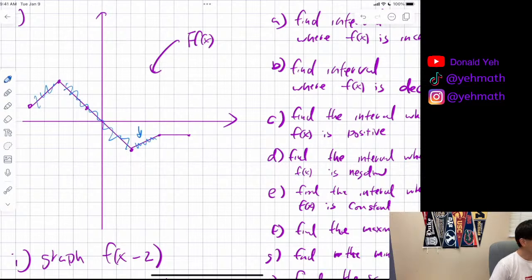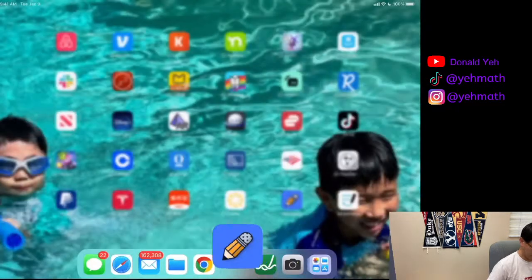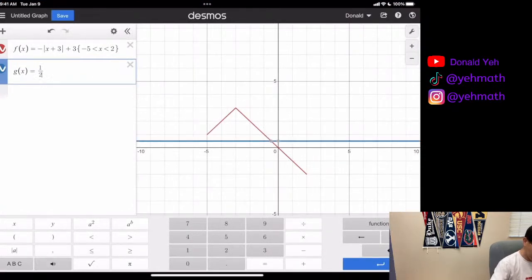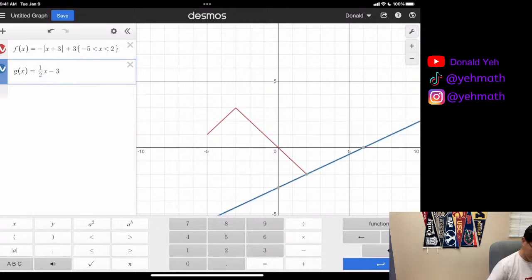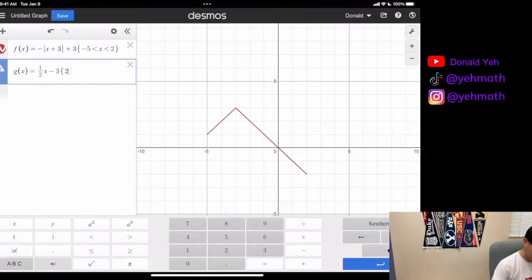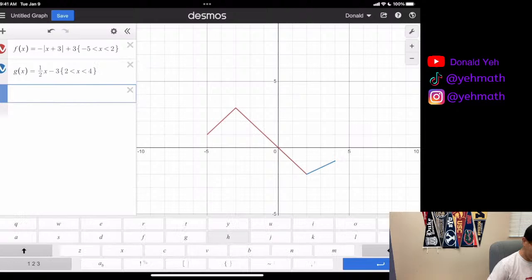1/2 x. What's the y-intercept? -3, because this line, if you track it back, is -3. So I am going to say 1/2 x minus 3, and let's connect that part, and then have a brace. Brace between where? 2 and 4. Okay, so 2 less than x less than 4. Boom, done.